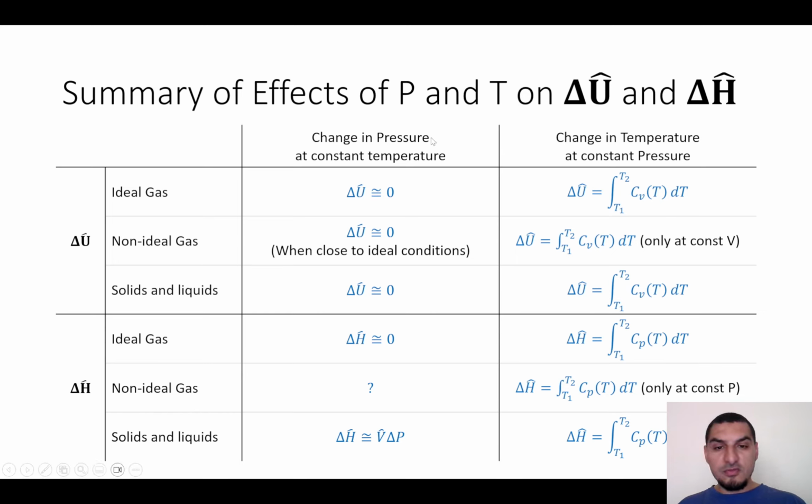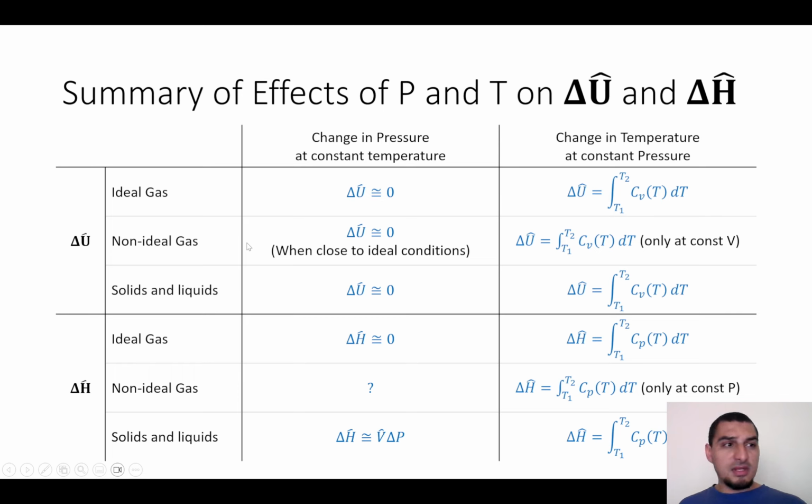So we have the effect of pressure at constant temperature for the delta U and delta H, and here is the effect of temperature at constant pressure for delta U and delta H. We have for each one of these cases ideal gas, non-ideal gas, solids, and liquids for the two parameters. And we see here that the change in internal energy and the change of enthalpy are almost not affected by pressure at all for the cases that we deal with: ideal gases, solids and liquids, and non-ideal gases when they are close to ideal conditions.